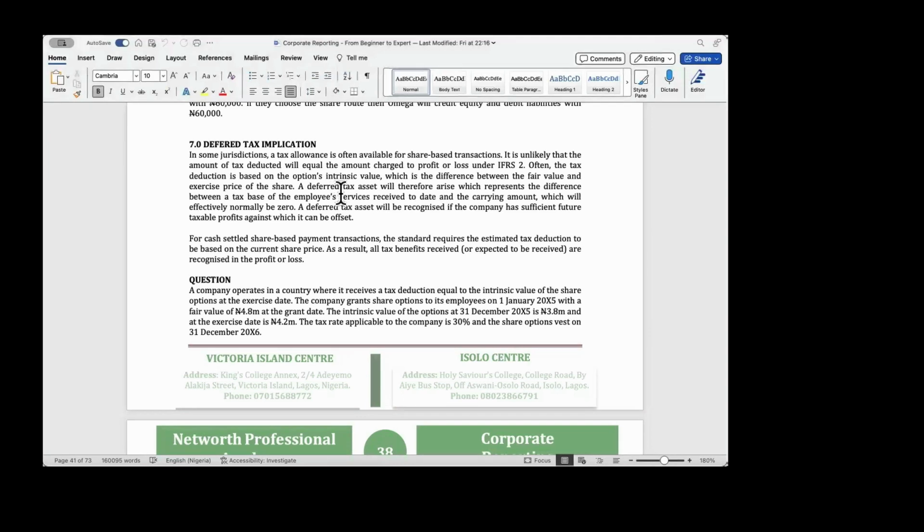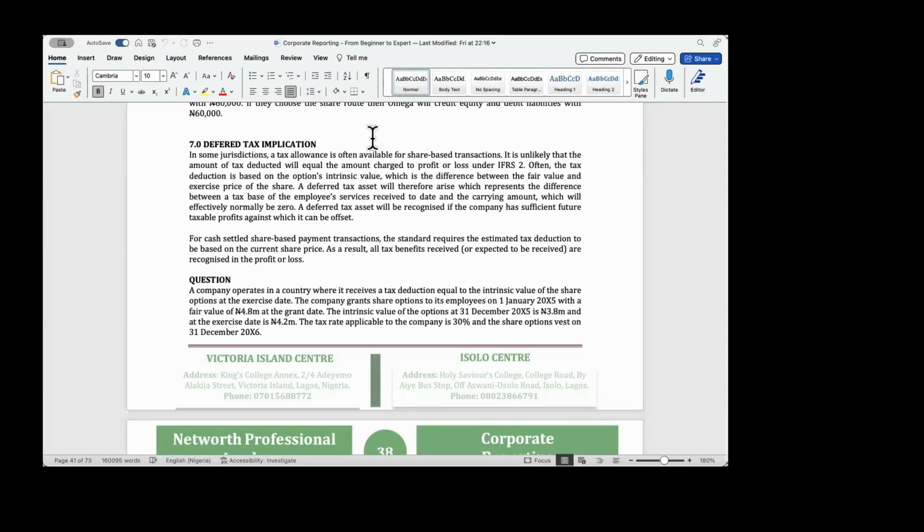So let's start for today. So very quickly, firstly, I'm going to round up on the application of share-based payment transactions. Deferred tax implication of share-based payment transactions.